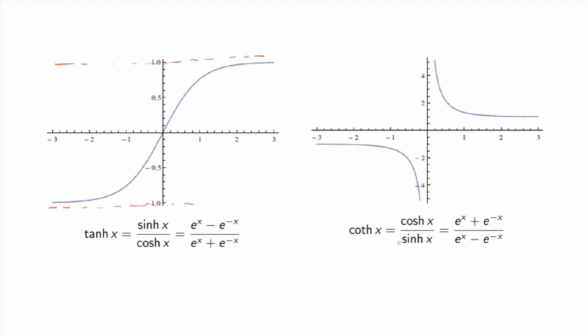The hyperbolic cotan is defined as hyperbolic cosine over hyperbolic sine. This is the expression for it in terms of exponentials and the graph, and it also has two horizontal asymptotes at y equals 1 and y equals minus 1. So it should go through 1 and minus 1 here.